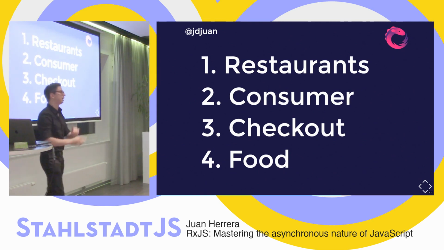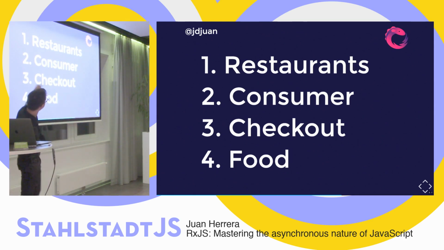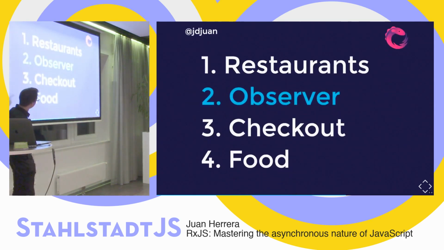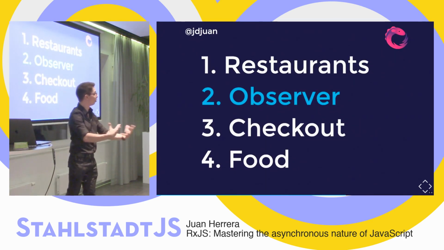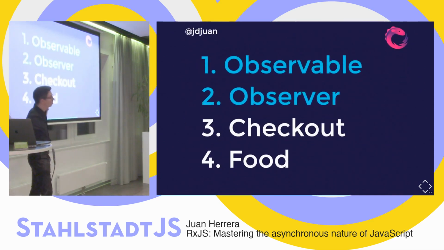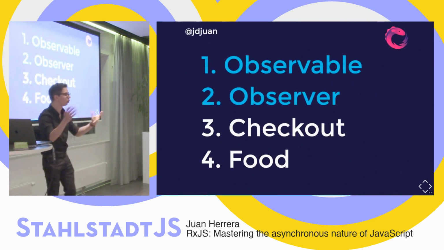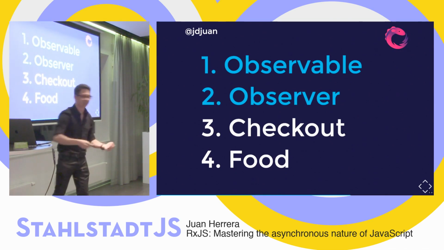But the truth is that in programming, they're not called like this. They're actually called the following way. Instead of consumer, you're going to call this observer. So this is the person that is making the purchase. Instead of restaurants, you have observable. The streams, it's also a synonym. The observable itself is the thing you're trying to get.